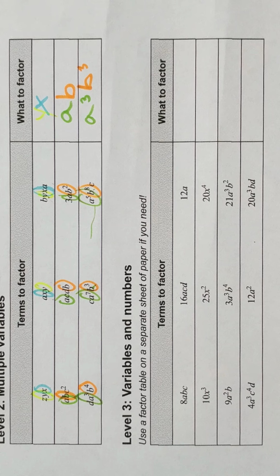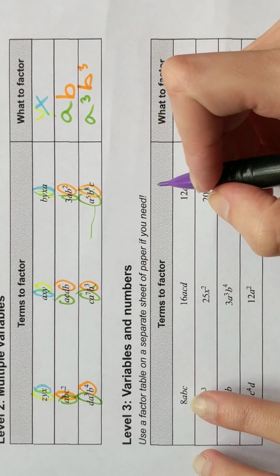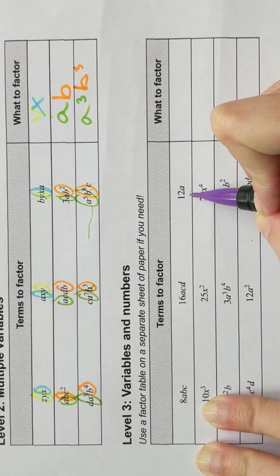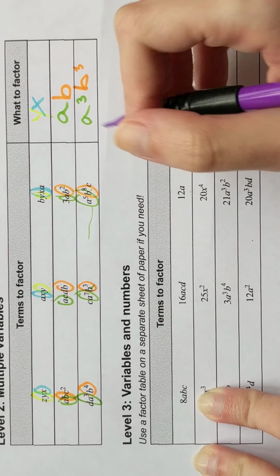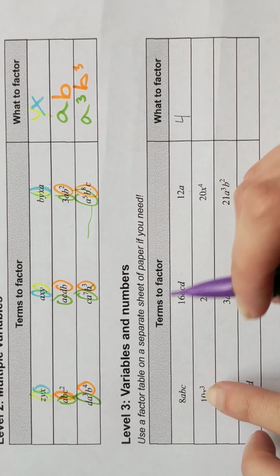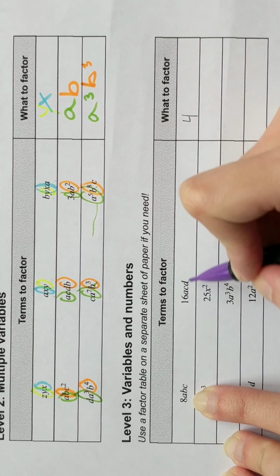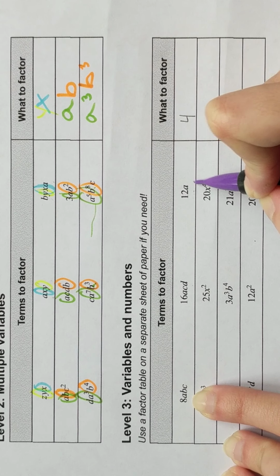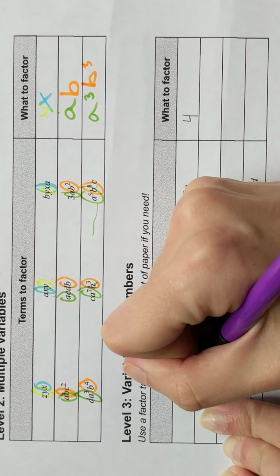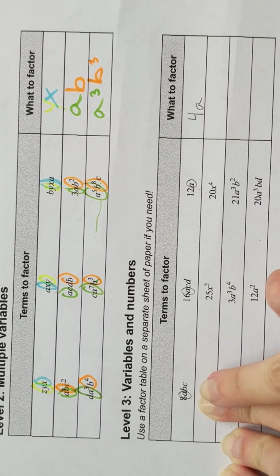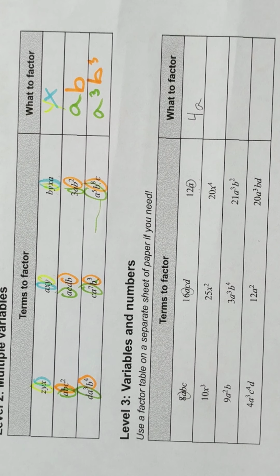First things first, you need to factor out the number. We need to find what number they have in common. 8, 16, and 12. The greatest common factor that they have is 4. Next, I need to look at my variables. I have ABC, ACD, and A. All 3 terms have an A, so I can factor out an A. There are no other variables that are present in the rest of the terms, so I am done.